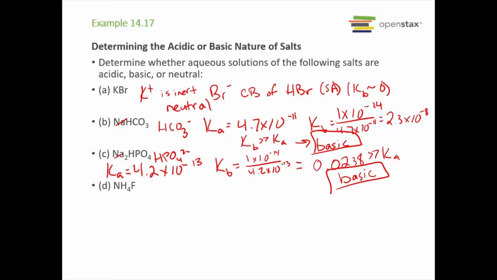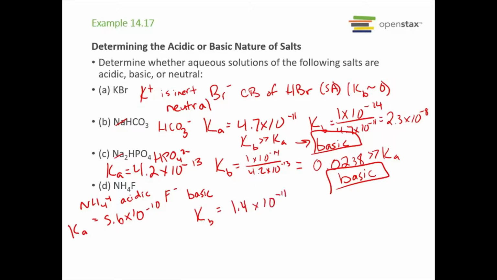And lastly, D, NH4F. Now, NH4 plus is acidic. Okay, it gives away a proton. And F minus is basic. It's the conjugate base of HF, which is a weak acid. So the Ka of NH4 plus is 5.6 times 10 to the negative 10th. And the Kb of F minus is equal to 1.4 times 10 to the negative 11th. Here Ka is greater than Kb. So then this guy is going to be acidic.